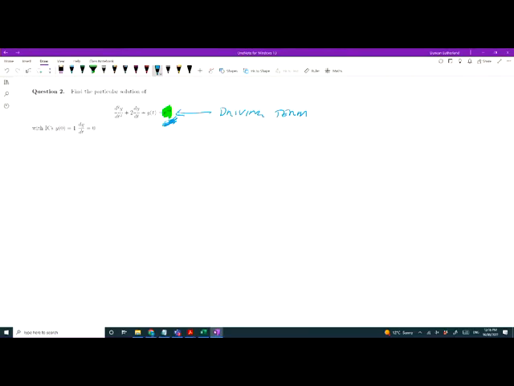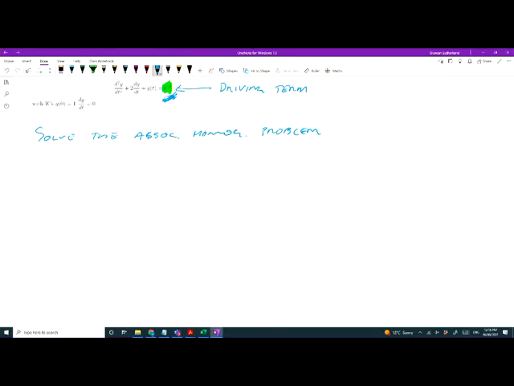We have a second order constant coefficient inhomogeneous problem. So we go about solving it in our usual way. We solve the associated homogeneous problem, which is d squared yh/dt squared plus 2 dyh/dt plus yh(t) equals 0, right? We all know how to put subscripts on and write a 0 on the other side.